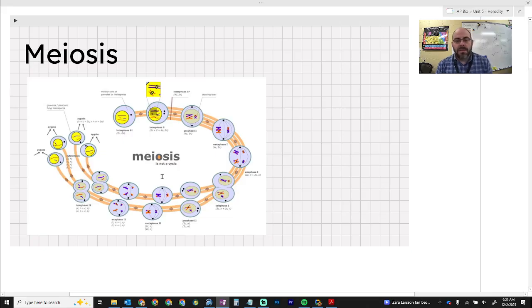Meiosis is the process that creates gametes in sexually reproducing organisms. It is a process. It is not a cycle. We talked about the cell cycle in Unit 4. We talked about G1, S, G2, M, all those processes, right? And at the end of the cell cycle, you have a whole new cell that does G1, S, G2, M again and again and again. But that is not the case here.